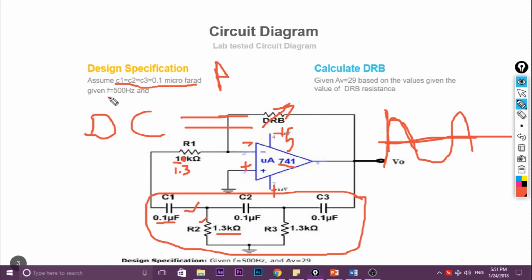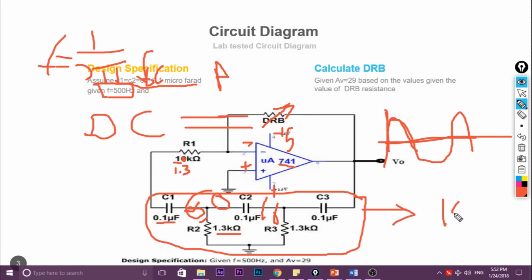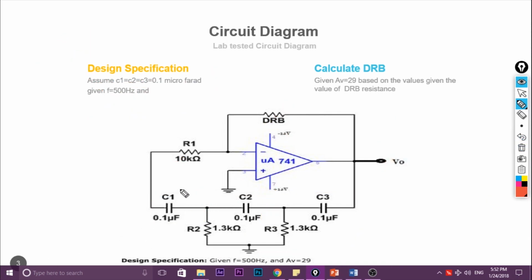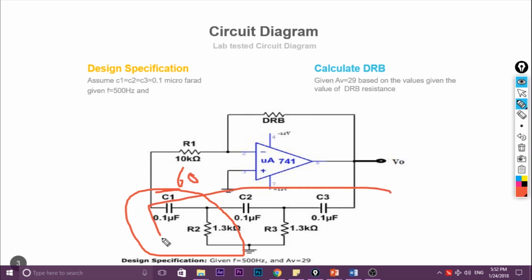Here we have assumed C1, C2, C3 as 0.1 microfarad and the frequency given is 500 Hz. It's not mandatory that you give 500 Hz, and we have a special formula, F is equal to 1 by 2 pi root 6 RC. How did this root 6 come? Each stage of this ladder circuit contributes a phase shift of 60 degrees, so the total phase shift becomes 180 degrees.